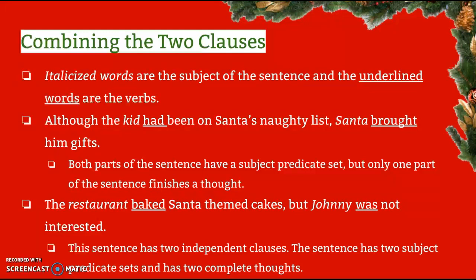So another example. The restaurant baked Santa-themed cakes, but Johnny was not interested. So it has two independent clauses separated by a coordinating conjunction. You can separate the restaurant baked Santa-themed cakes from Johnny was not interested, and take out the but, and you can have two independent clauses. You can also put them together with the coordinating conjunction.